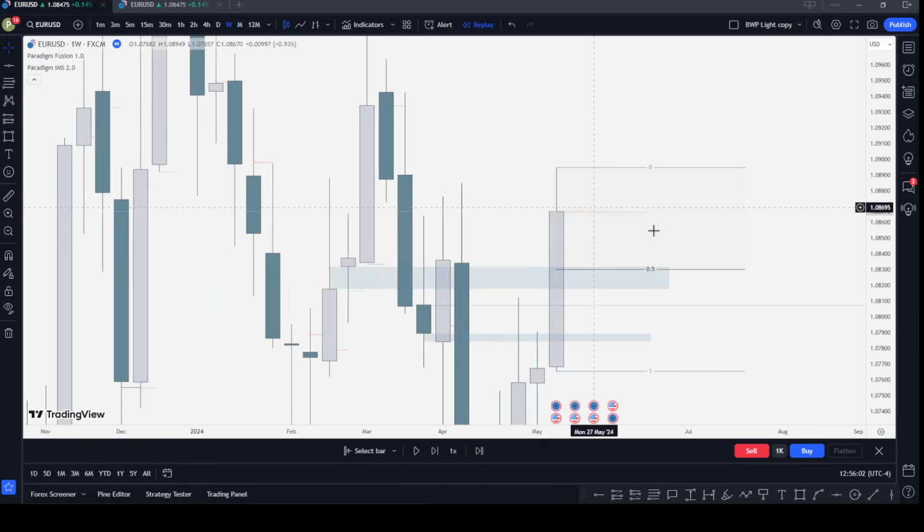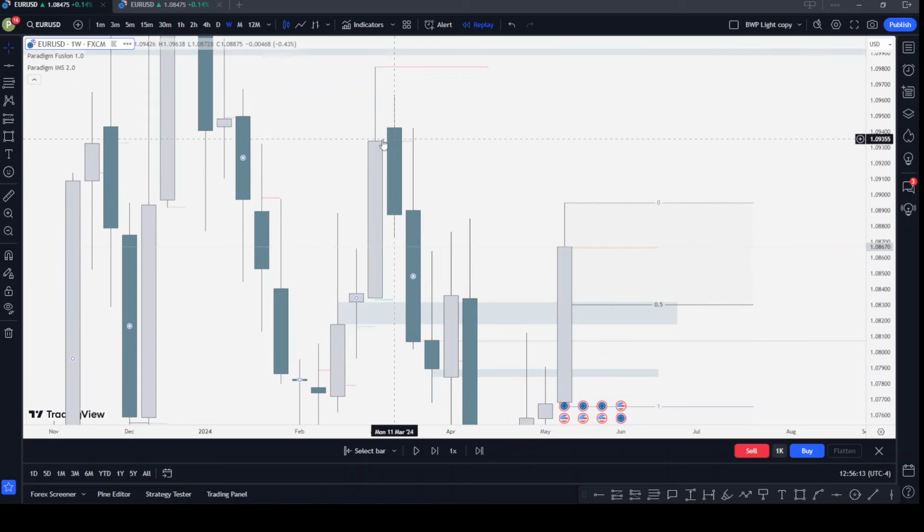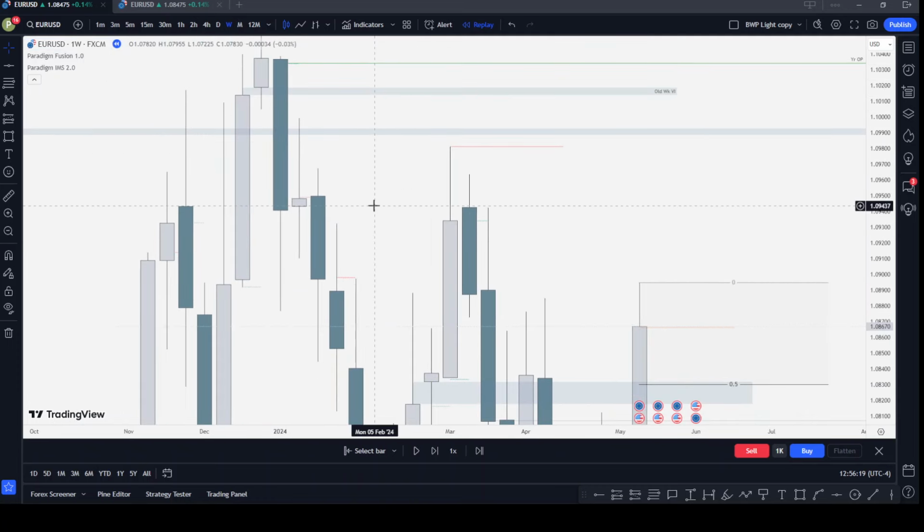So in this case, let's look for our potential targets. This is a new week opening gap here. Price has already returned back into it here and rejected. This is also a new week opening gap here. Price has already returned to it this week and rejected. This is another new week opening gap. Price has returned and rejected.